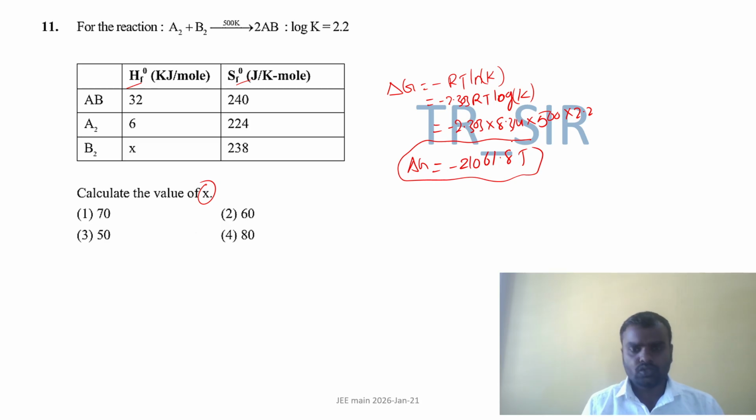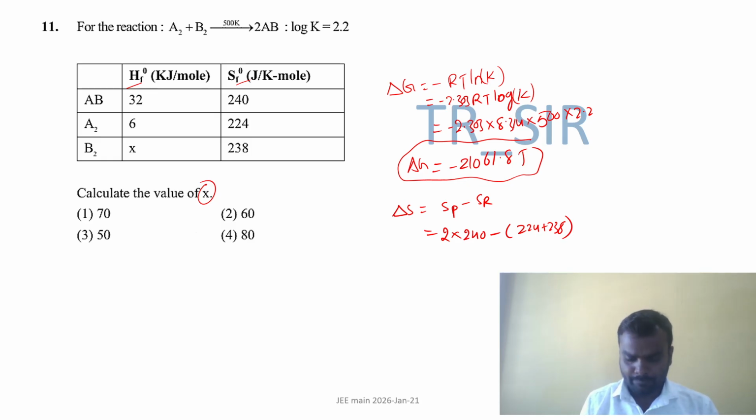After getting del G value, what we need to do? Find out the del H as well as del S value also. So del S value, what we have: entropy of product minus entropy of reactant. Entropy of product, we have 2 into AB value, which they gave as 240, minus reactant A2 B2. So directly we can take here A2 B2, 224 plus 238. After solving, how much will we get here? 240.